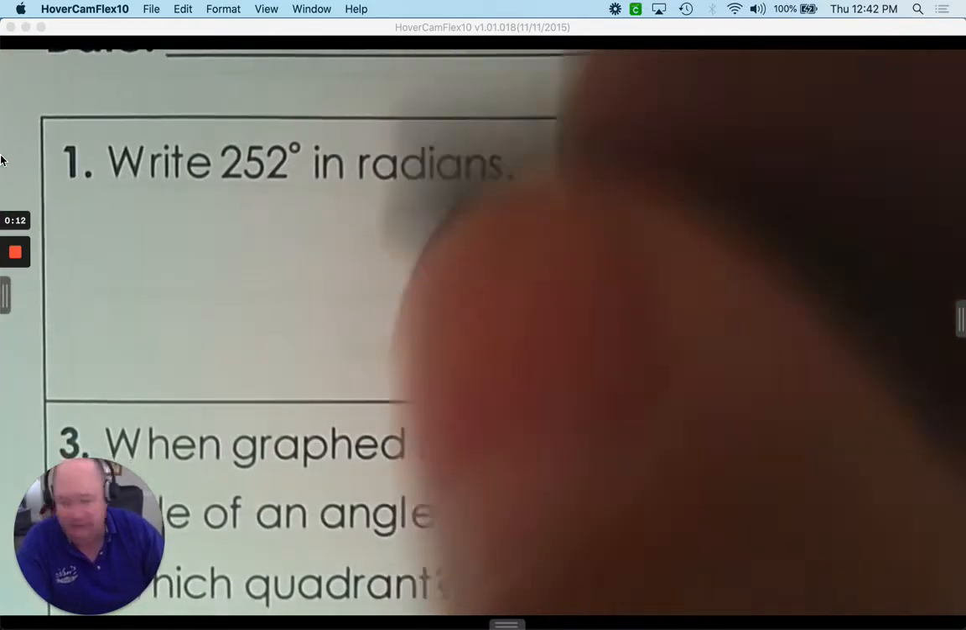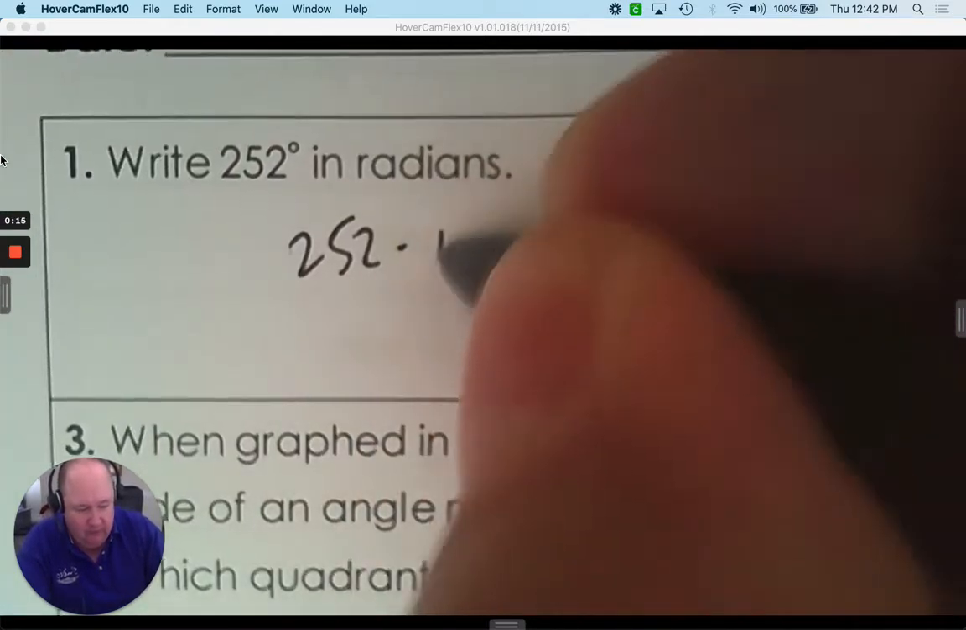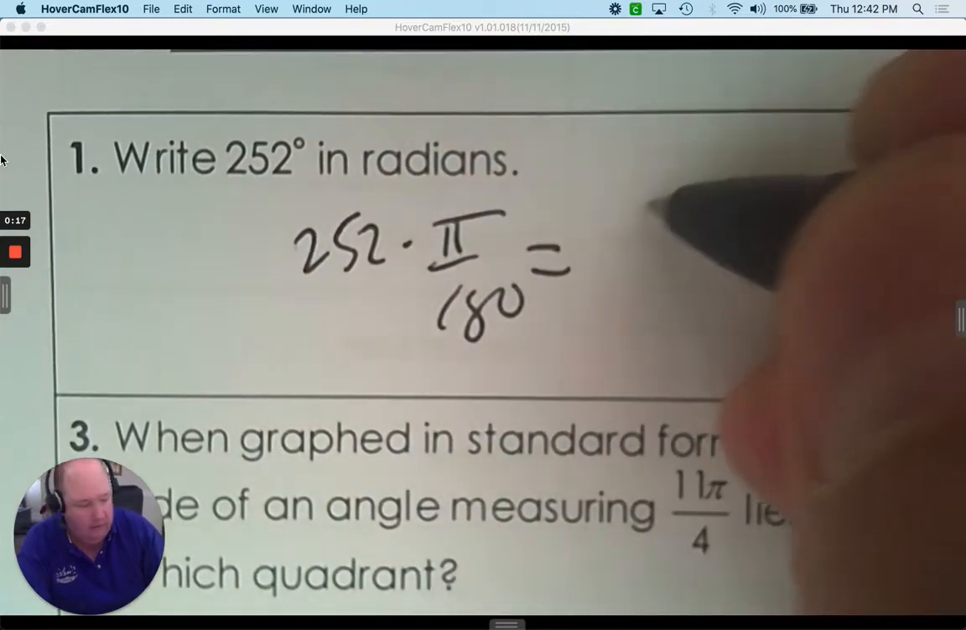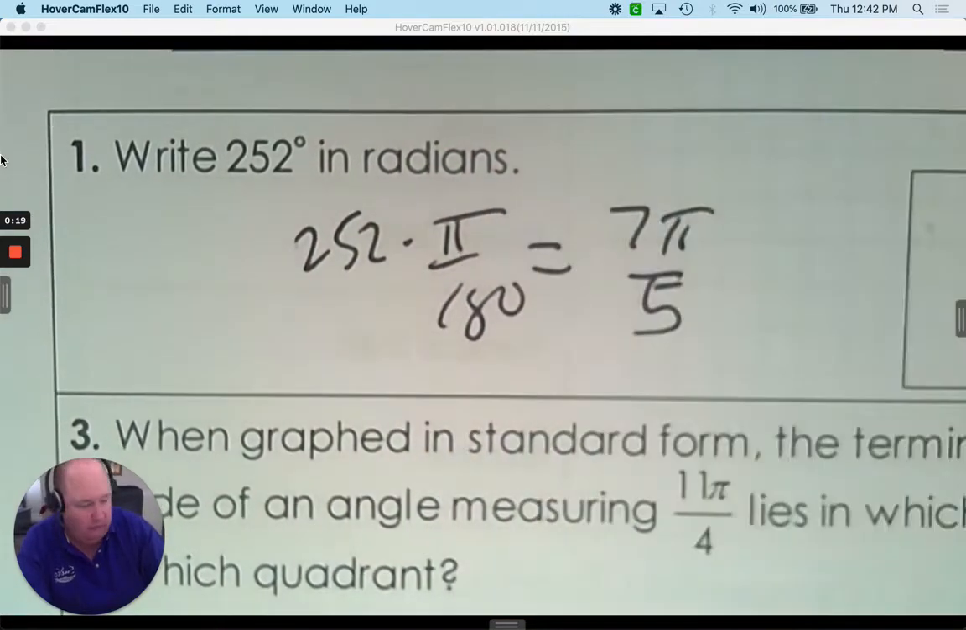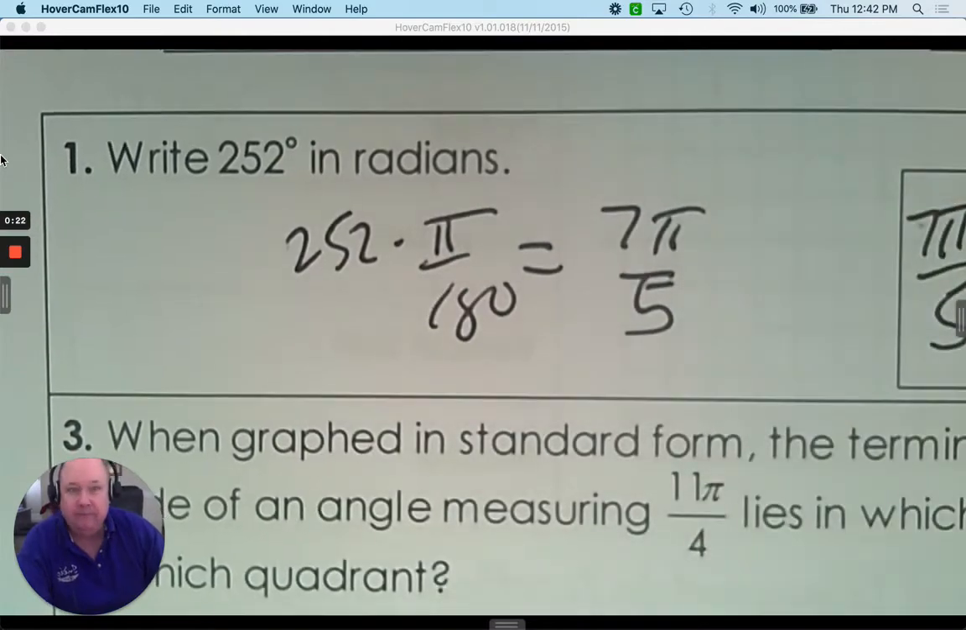Can you write degrees and radians? So we need to multiply it by pi over 180, and if you reduce it down, that's 7 pi over 5. That would be a point.